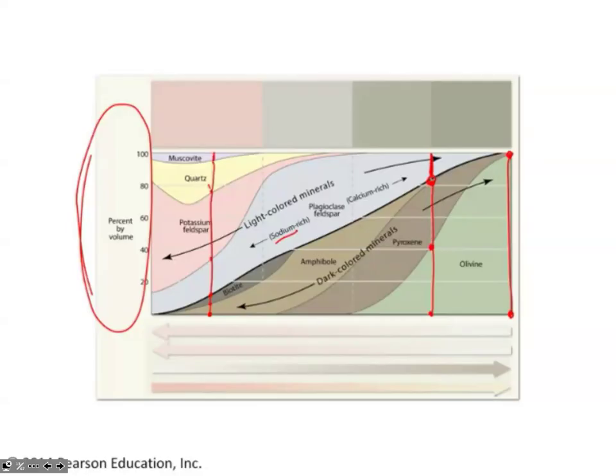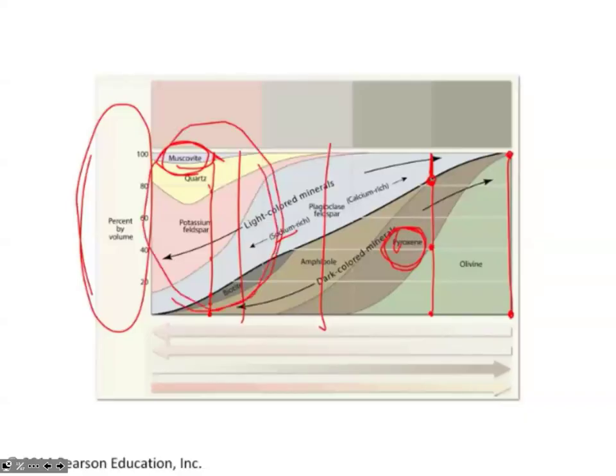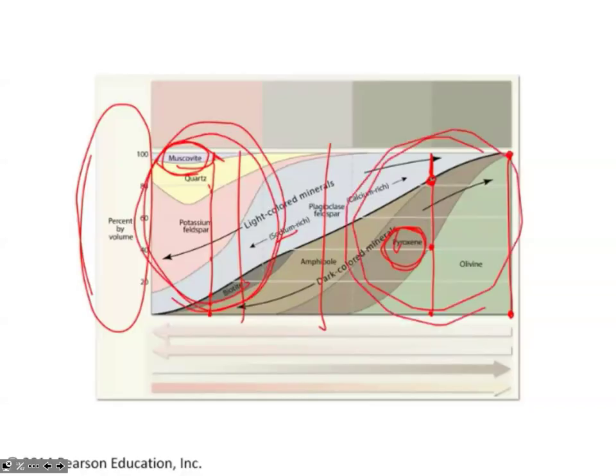Notice that you're never really going to find an igneous rock that has muscovite and, say, pyroxene, because there's no vertical slice that you can draw through this diagram that intersects both the pyroxene shape and the muscovite shape. So there are certain minerals that occur together and other minerals that occur together.